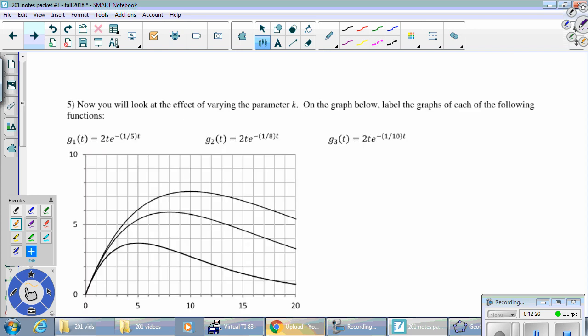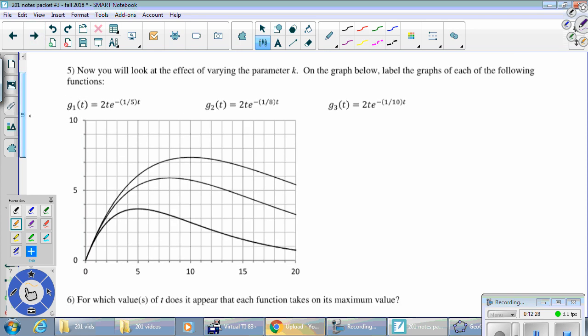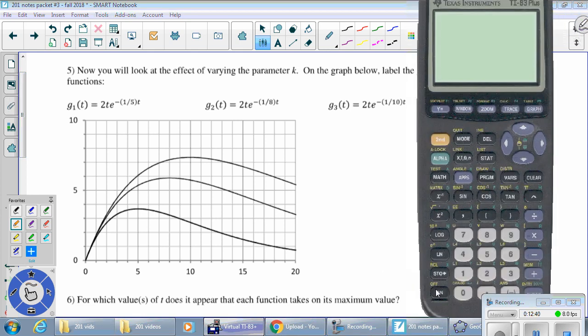Okay, number 5. Now we're going to look at the effect of varying k. So let's label each of these. The only change here is the number in the parentheses. We got 1/5, 1/8, and 1/10. This one is probably tougher to analyze without the calculator, so we're just going to go right to the calculator. And I'm going to pick a number to plug in here for t, for example, t equals 20. These y values are very much spaced apart.